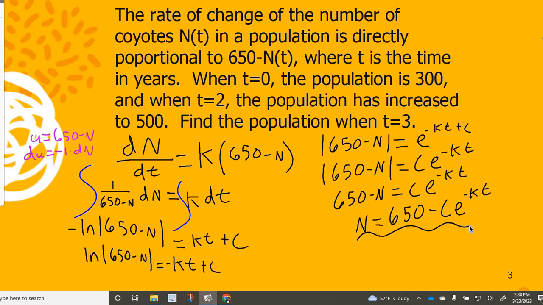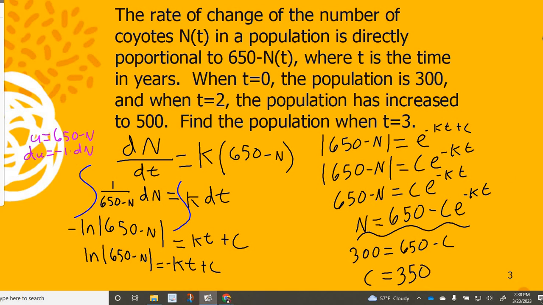So what do we need to do? Find C and K. Be careful. So what is C in this case? 300. No, because I don't have just our normal C. So that's why I said be careful. So we still want to use that initial condition. So we would plug in. What do they give us? 0 and 300, and 2 and 500. So we get 650 minus C, so we get that C is 350.